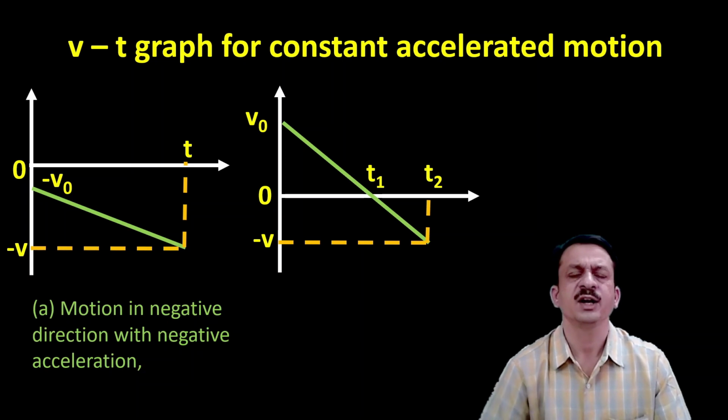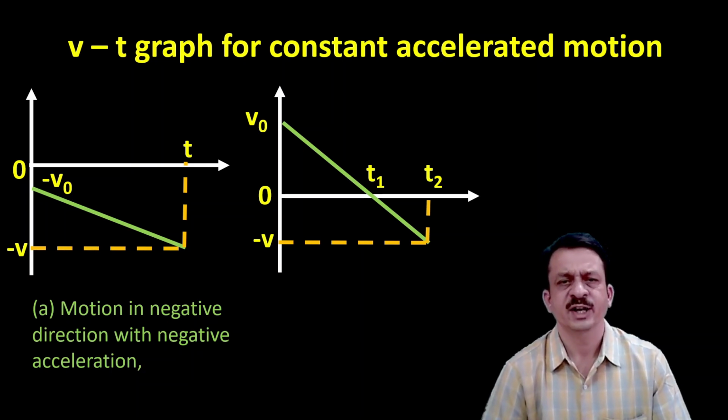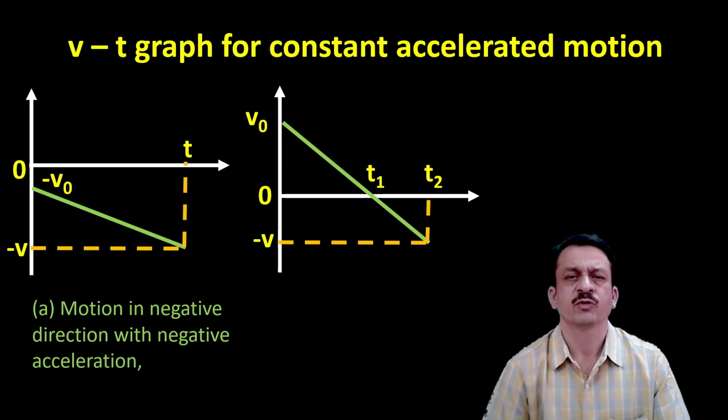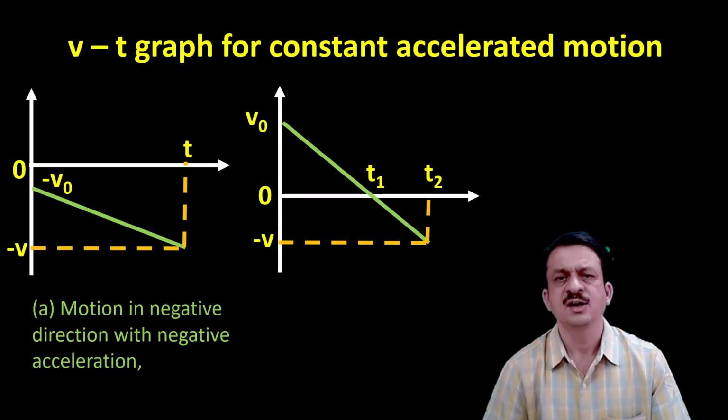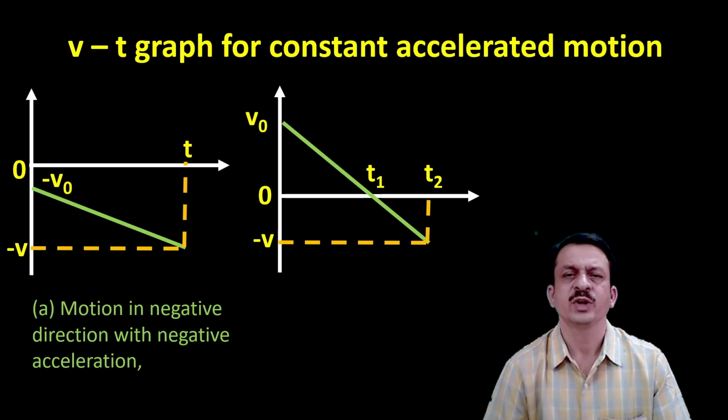Now carefully look here, from 0 to t1 seconds the object is moving in the positive direction with negative acceleration. At the time t1 the object is going to change its direction. Therefore from t1 second to t2 second the object is moving with negative acceleration in the negative direction.